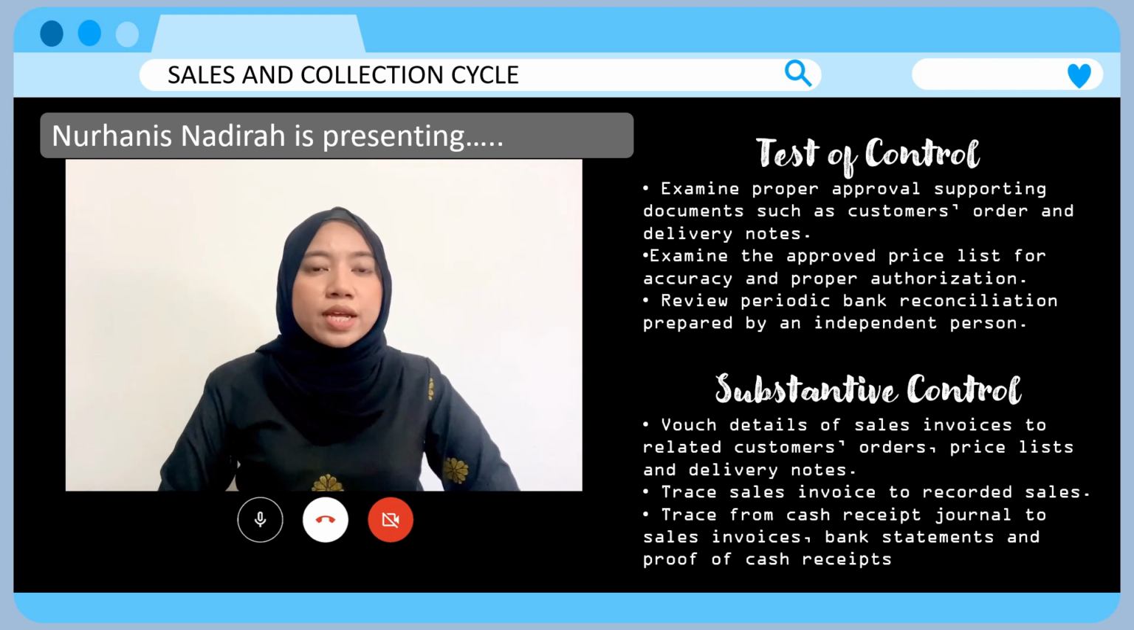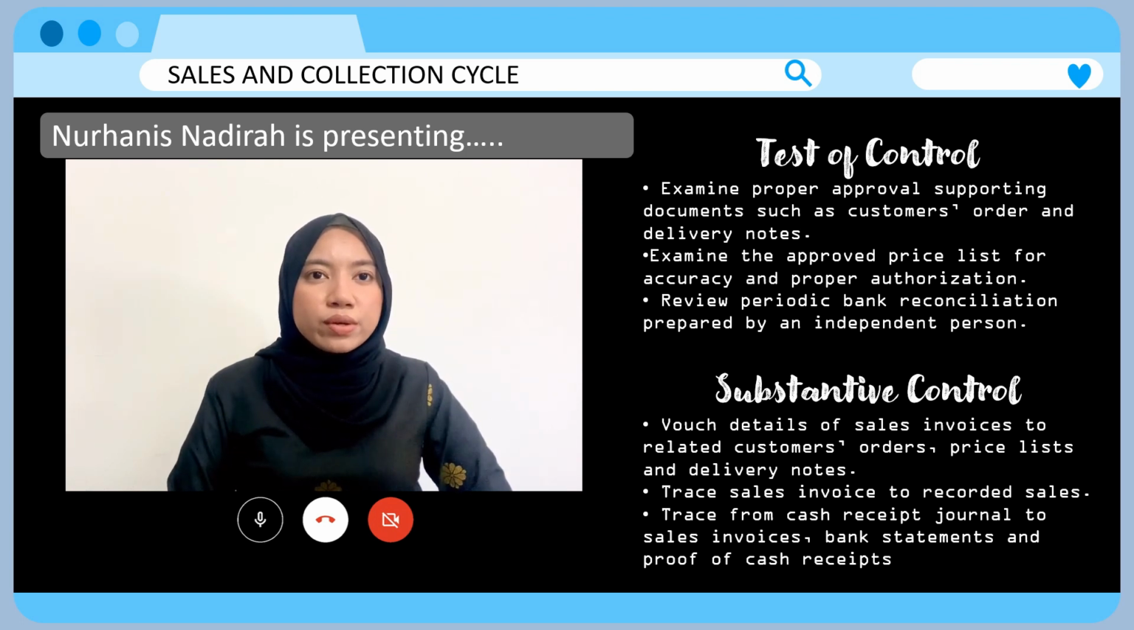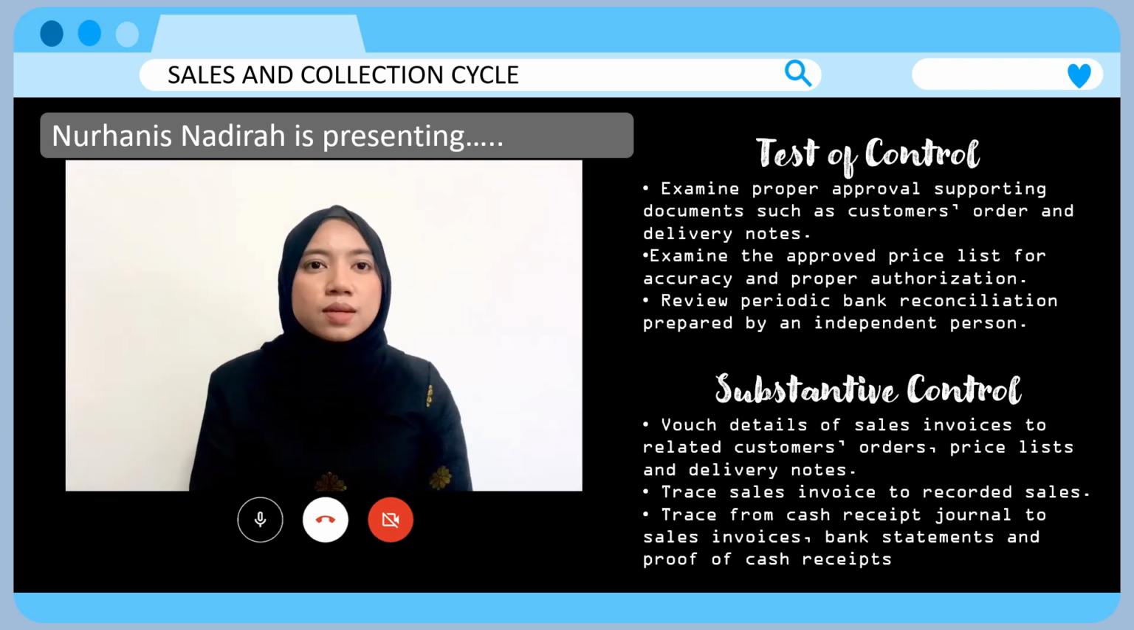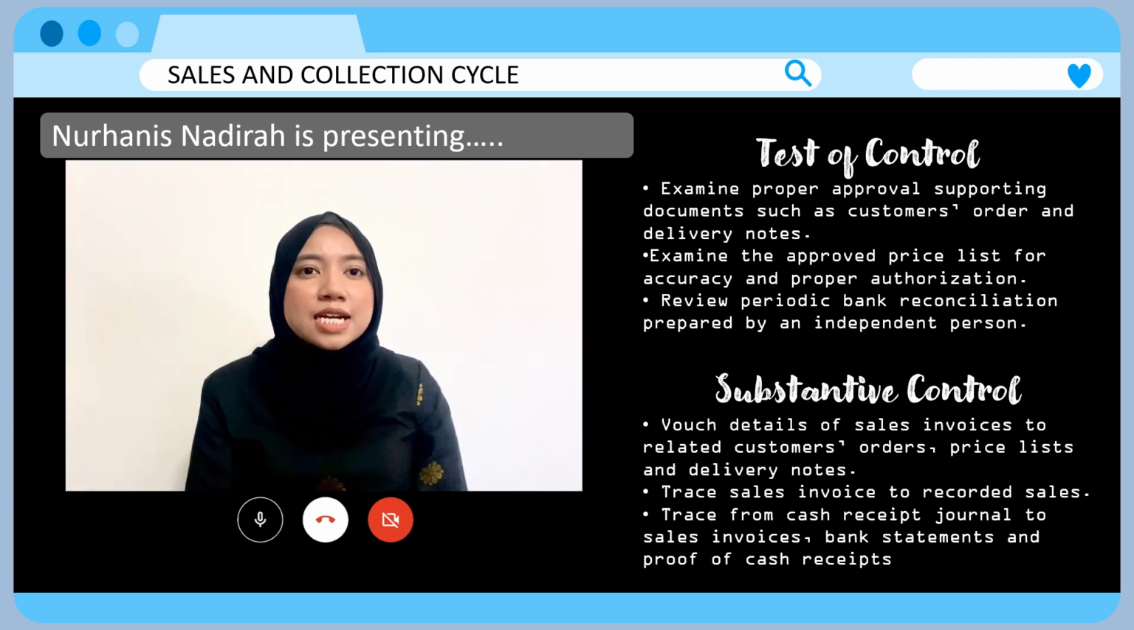The test of control that can be done for this section is to examine proper approval of supporting documents such as customer order and delivery note. Second is to examine the price list obtained from the company's list for accuracy and proper authorization. Next is to review the bank reconciliation prepared by an independent person. The substantive test that can be done for this section is to vouch details of sales invoice to the related customer's order, delivery notes, and price list.